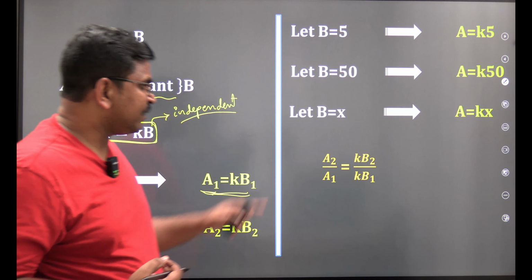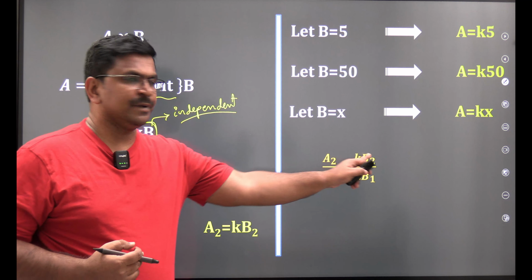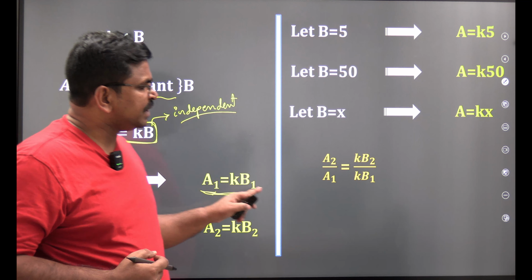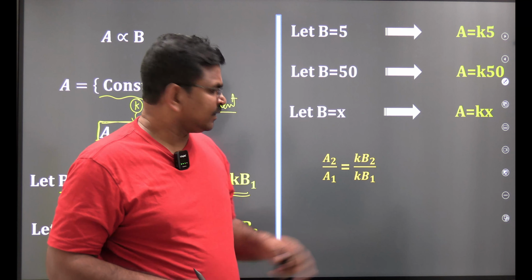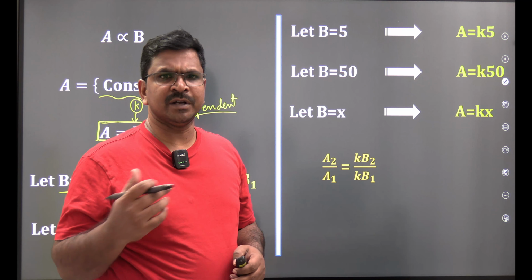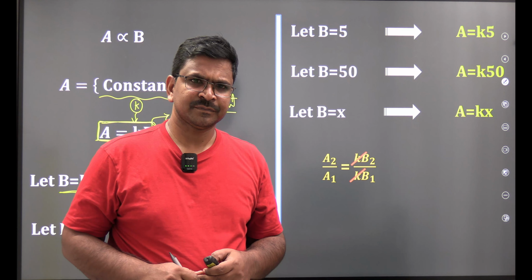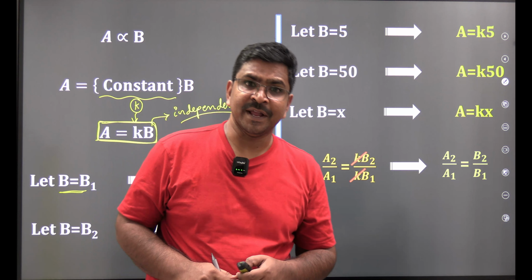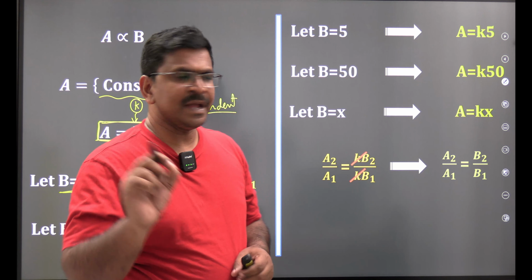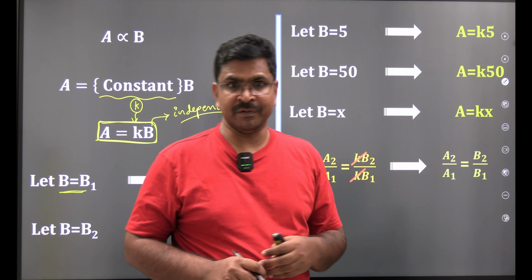So A2 by A1 equal to, what is the A2 value? K times B2. What is the A1 value? K times B1. It is very clear that in the numerator and denominator we have the common term K, so that can be cancelled. K and K cancelled. Now what are you left with? A2 by A1 equal to B2 by B1. If you compare A2 with A1, you can write A2 by A1 equal to B2 by B1.